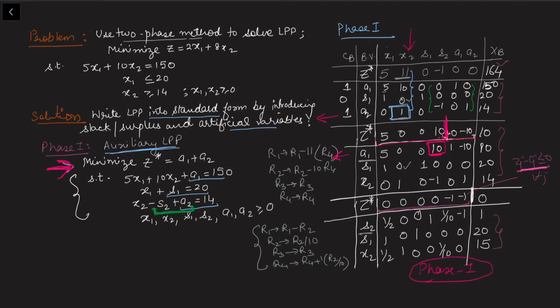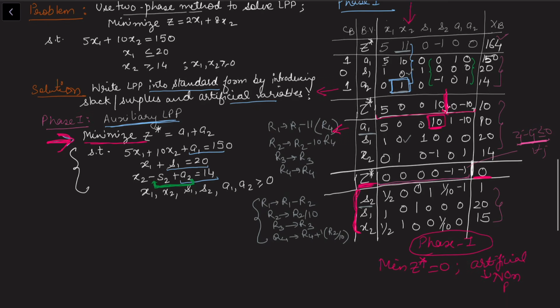In phase 1, we also have to see whether an artificial variable is in the basis or not. You can look that the artificial variable is not in the basis, and the value of Z star is 0. When we say the minimum of Z star, because our objective function is minimization, this is 0. And the artificial variable is acting as a non-basic variable. So we have to go to phase 2.